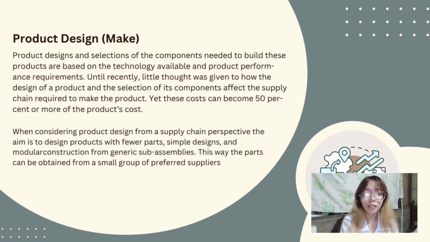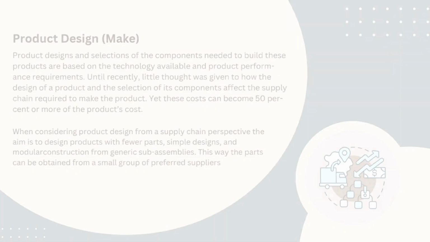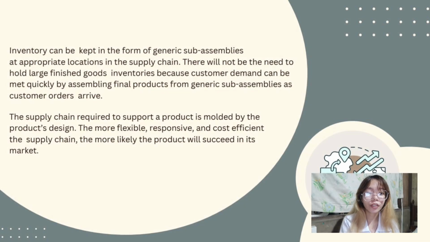When considering product design from a supply chain perspective, the aim is to design products with fewer parts, simple designs, and modular construction from generic sub-assemblies. This way, the parts can be obtained from a small group of preferred suppliers. Inventories can be kept in the form of generic sub-assemblies at appropriate locations in the supply chain. There will not be the need to hold large finished goods inventories because customers' demand can be met quickly by assembling final products from generic sub-assemblies as customer orders arrive.